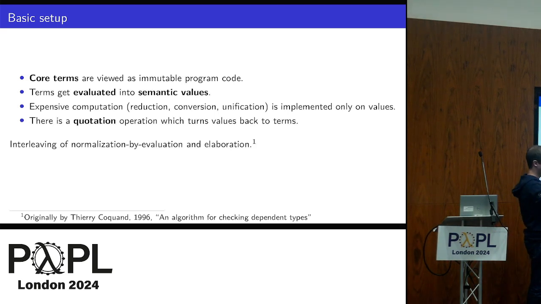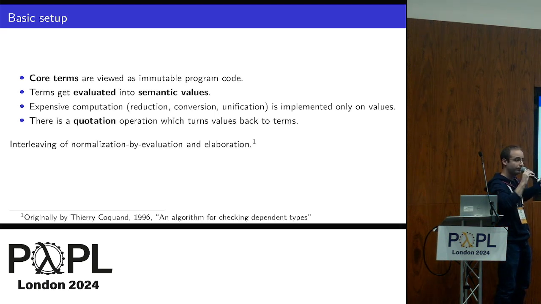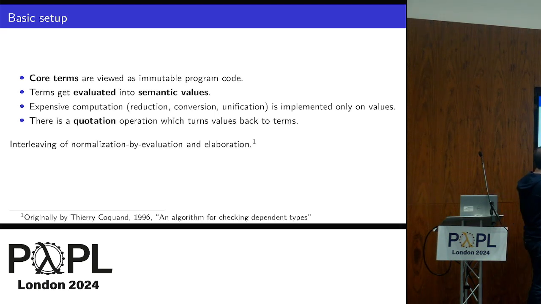And the semantic values are a bit richer. They contain more information, such that all kinds of expensive computations can be implemented on these semantic values, most notably reductions, conversion checking, and unification. And this is also the way Idris 2 works. And then there is a quotation operation which converts these semantic values back to terms.